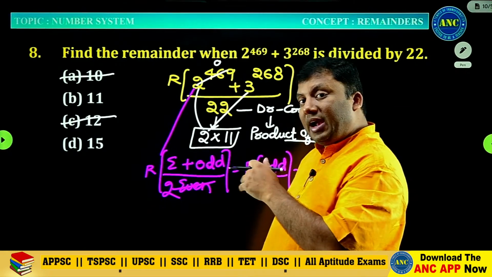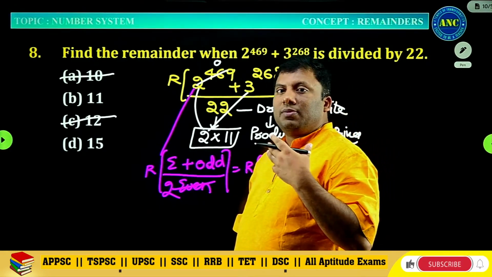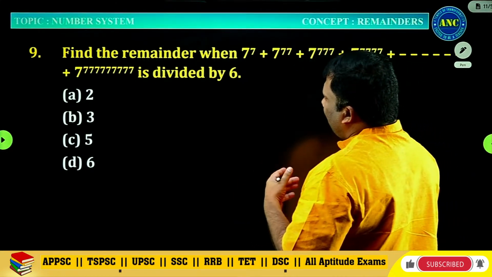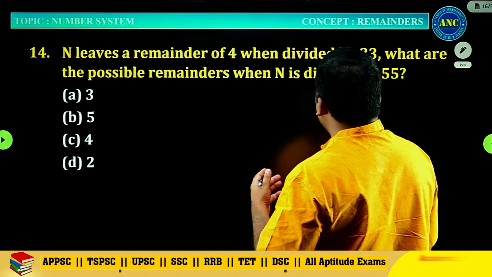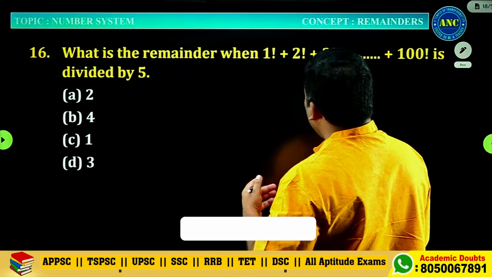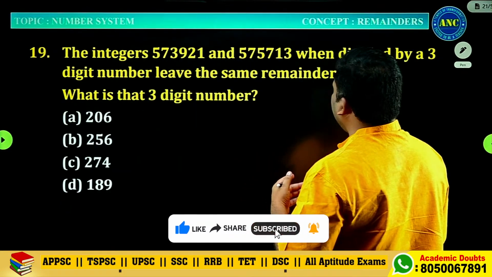Again, I will come back and tell you with 11. I am just saying remainder problems can be solved very fast by using the answer options. I will show you some more numbers also. See here.